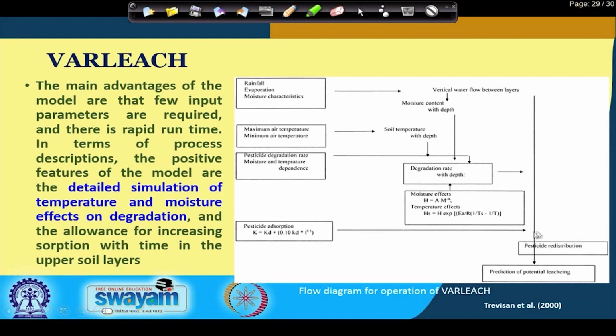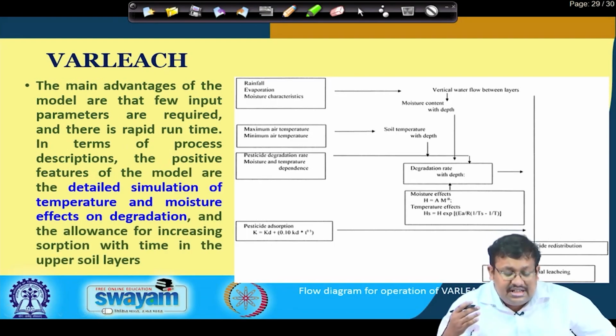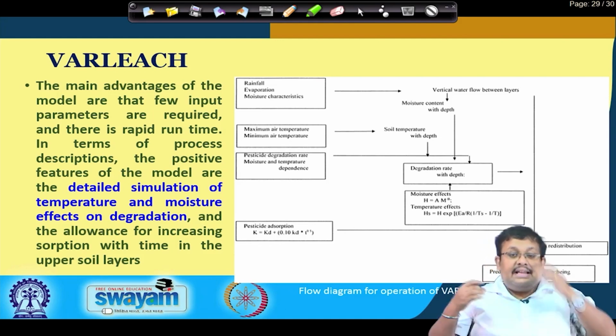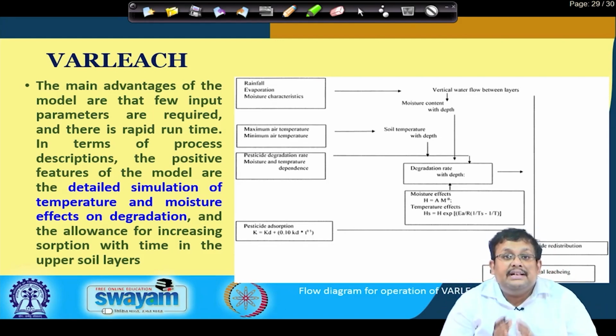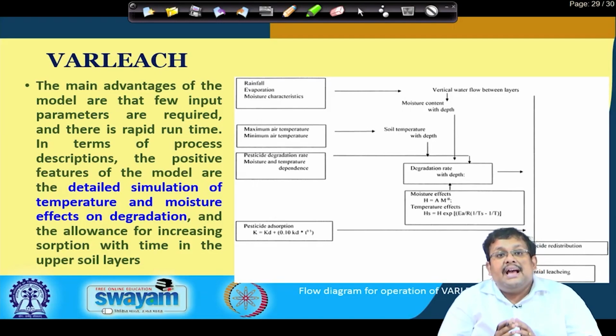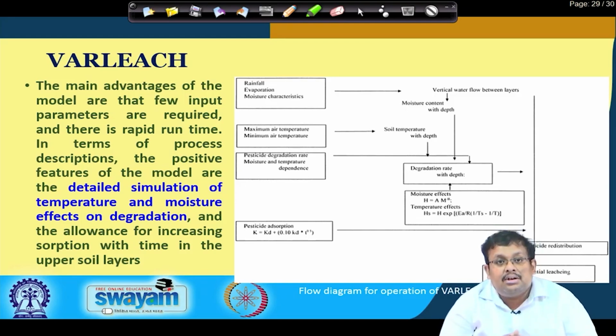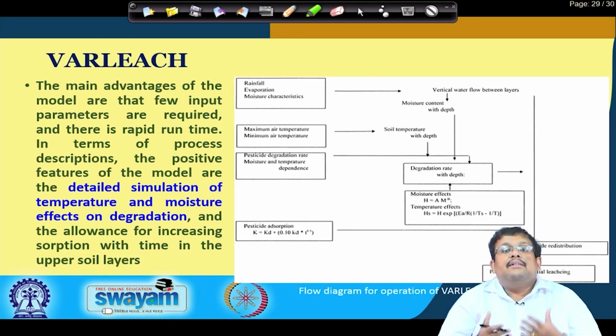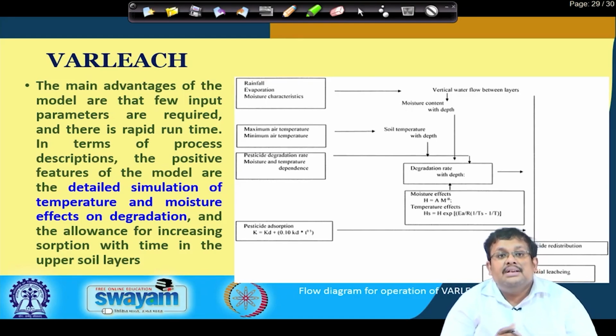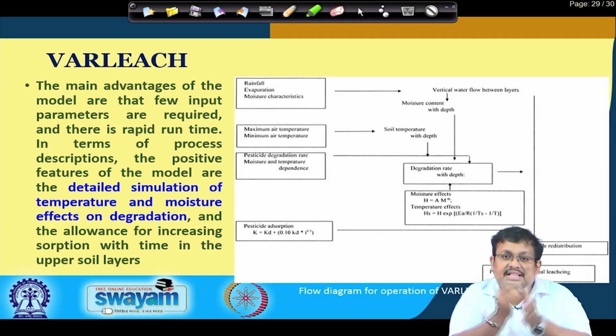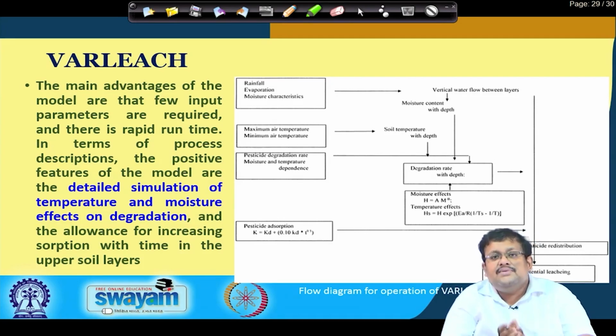Now, the main advantage of this Verlich model is that few input parameters are required and there is a rapid run time. In terms of process description, positive features of these models are the detailed simulation of temperature and moisture effects on degradation and the allowance for increasing sorption with time in the upper soil layers. So, these are some of the advantages of this Verlich model.